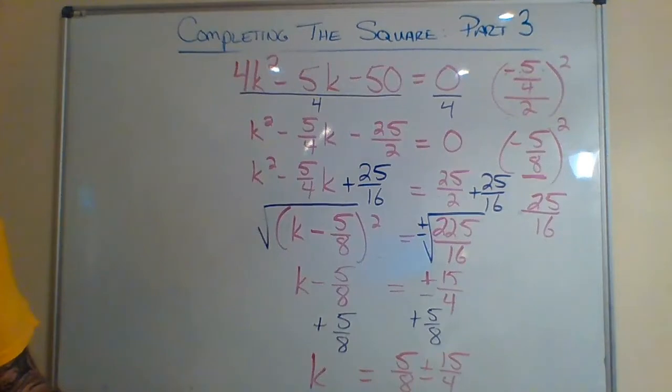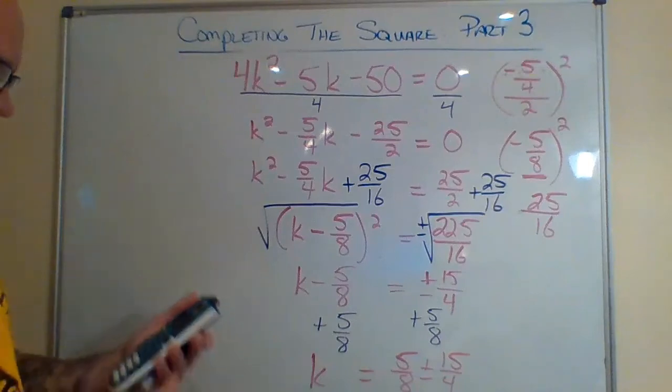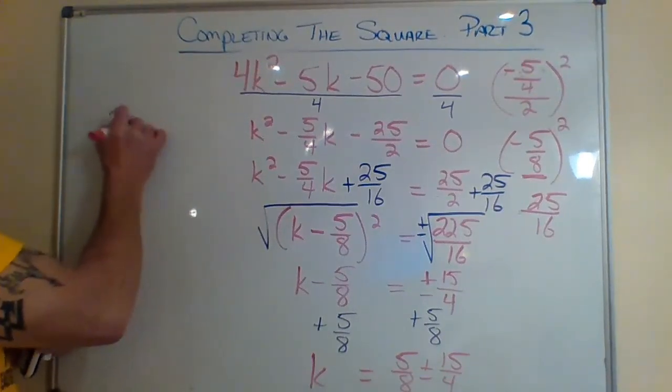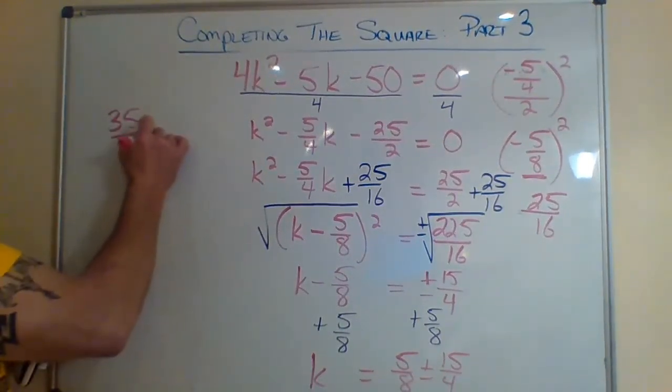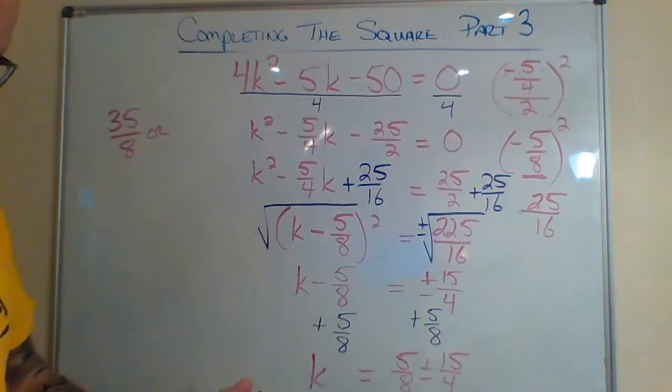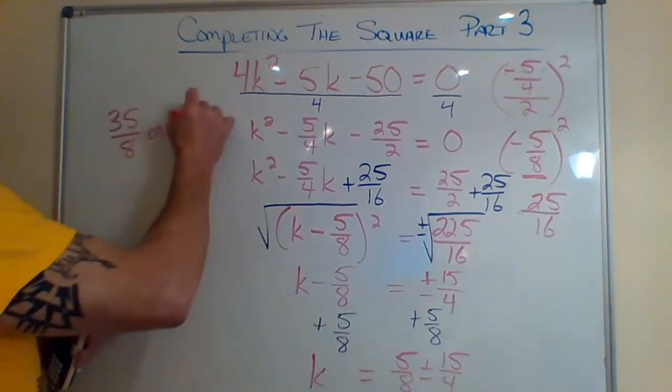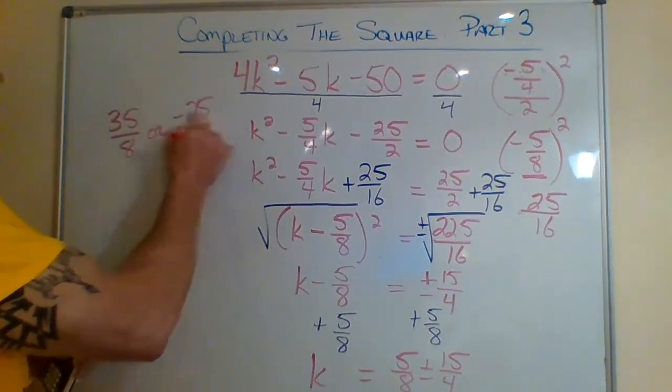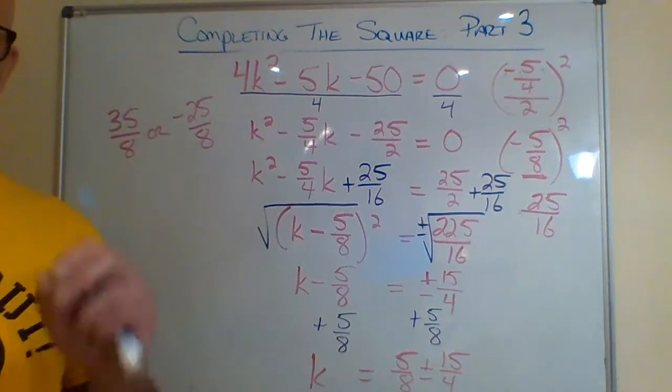We're looking at 5/8 plus 15/4. Should have just done those in our head. That's 35/8. And 5/8 minus 15/4. We're looking at negative 25/8. So that guy actually worked out to be nice and real.